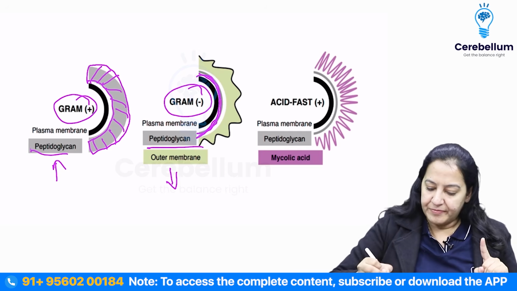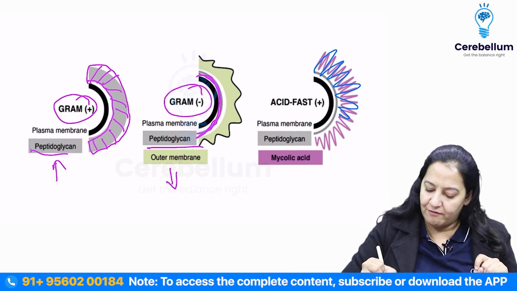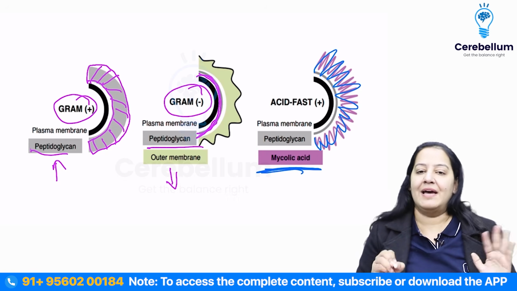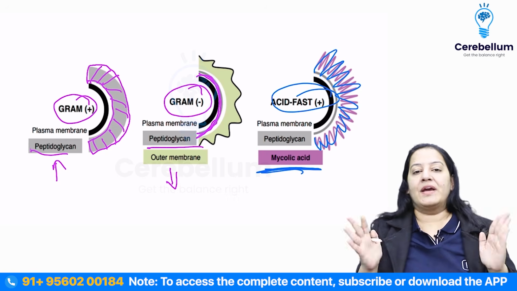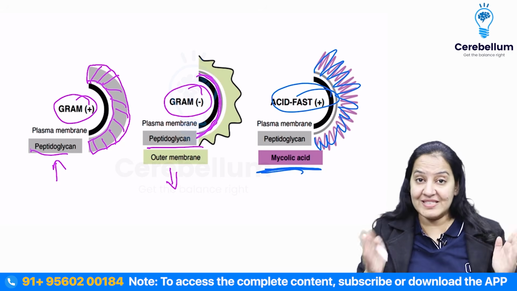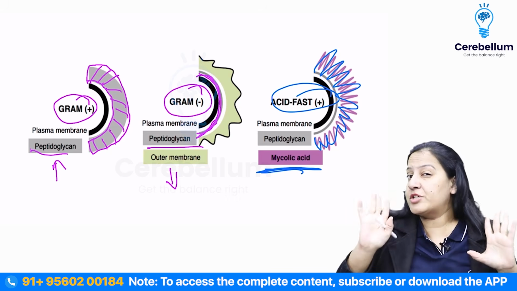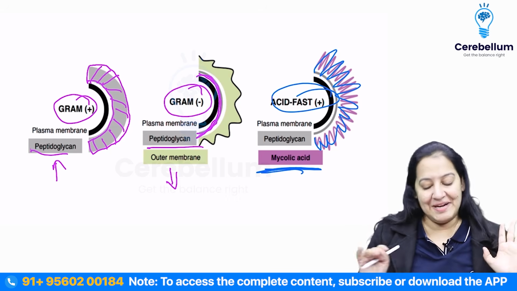And the third one, mycolic acid present in the cell wall. If mycolic acid is present in the cell wall, it's an acid fast organism. So you can clearly see the differences, the principle of gram stain and acid fast stain here. It's the cell wall, but which component of the cell wall makes the difference.